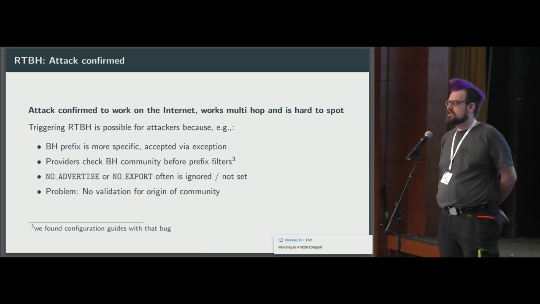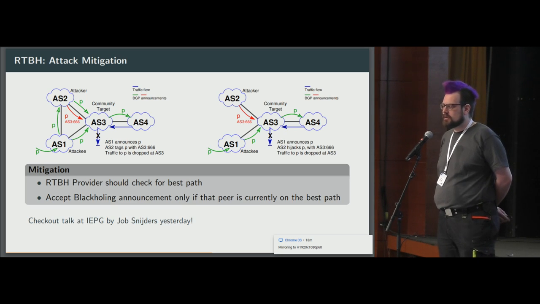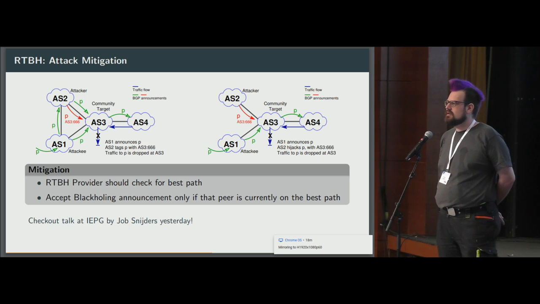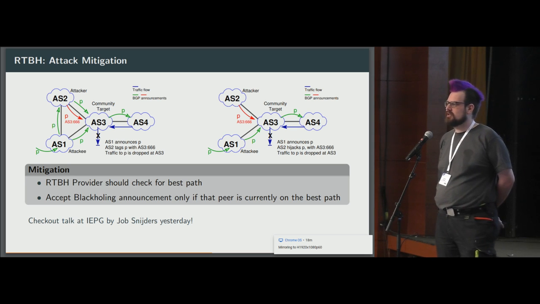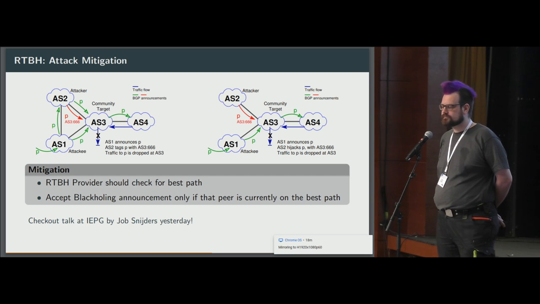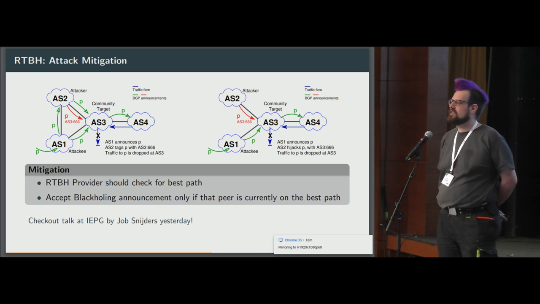And the problem here, there is no validation for the origin of a community. Every AS on a path can add the blackholing community for the upstream provider. Now, yesterday, Job Snijders gave a talk at the IEPG where he presented the mitigation for this. If you would check that the peer that is announcing the prefix with the blackholing community is on the best path and only then accept the blackholing, this is one possible mitigation for this attack. So if you are interested in that, you should check the recordings of that talk. So if you only accept the blackholing if the peer that is announcing the blackholing for a prefix is your current best path to that prefix, these problems go away.